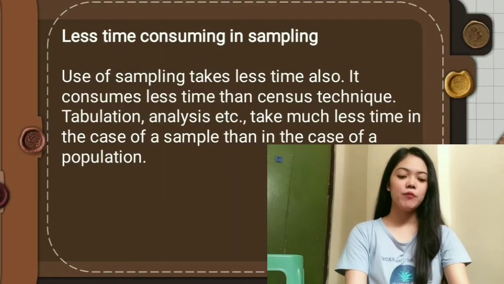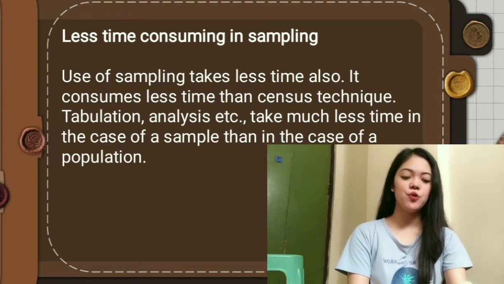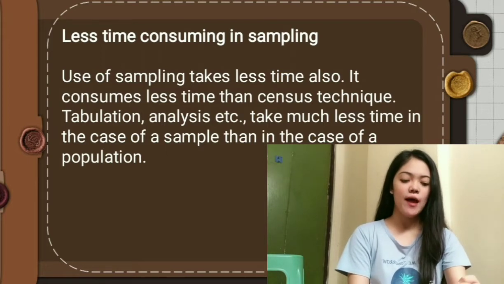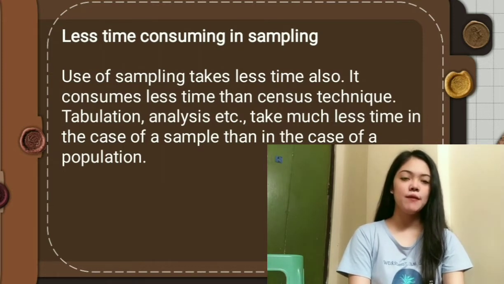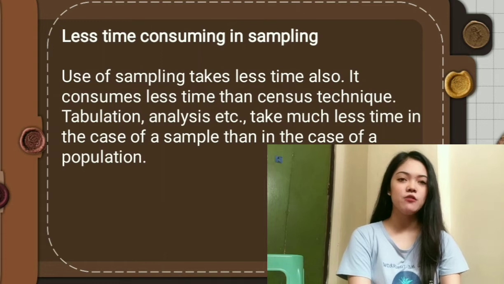Second is less time consuming in sampling. Use of sampling takes less time also. It consumes less time than census technique. Tabulation, analysis, etc. take much less time in the case of a sample than in the case of population. So, another benefit of sampling is makakasave tayo ng time in doing research. So, much better na gumamit tayo ng sample rather than case of population kasi in terms of sample, we must get our target respondent, which is sila na yung magiging official respondent natin na sasagot sa ating mga katanungan, so hindi masyadong hassle pagdating sa time.